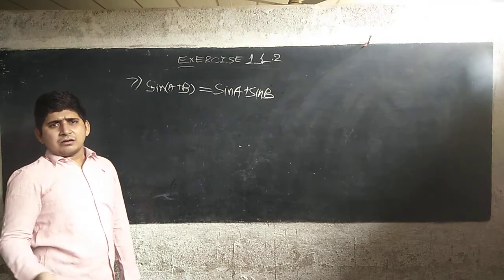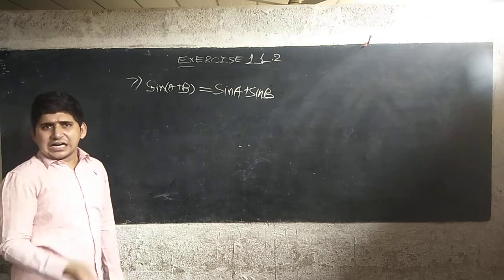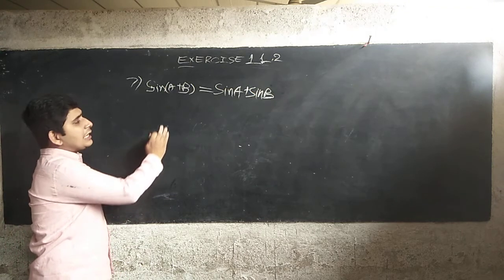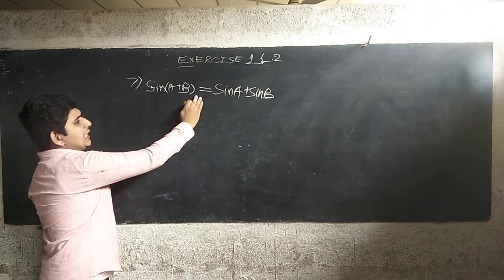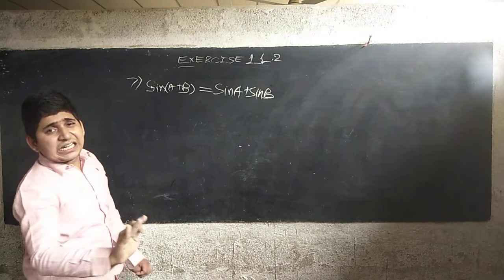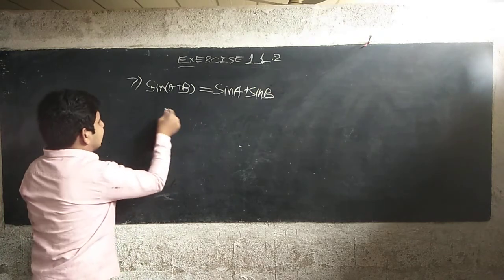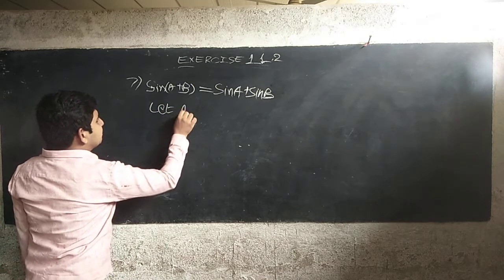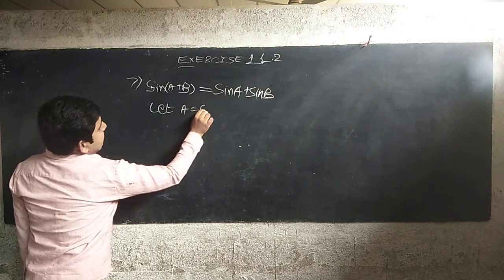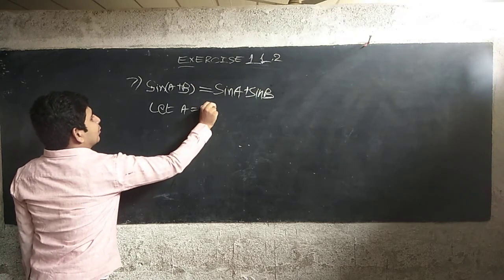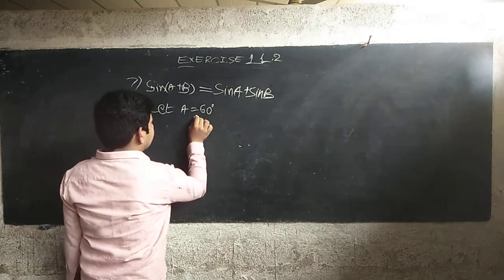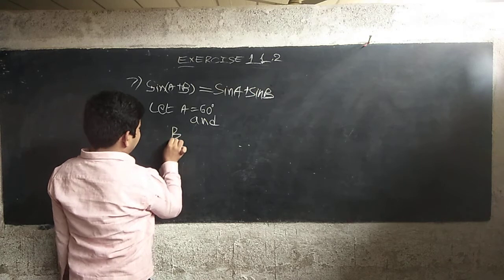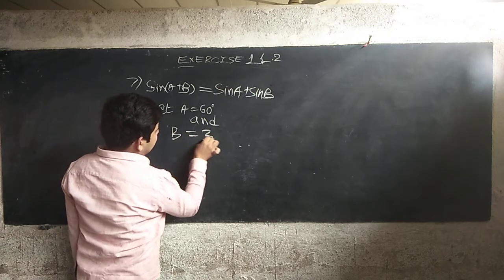Here no values are given in the question, so let us take our own values. With the help of examples only, we can say that the given equation is right or wrong. Let A equal 50 degrees and B equal 30 degrees.